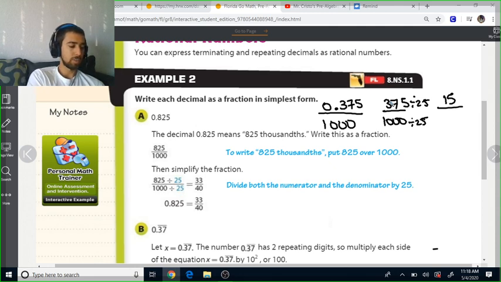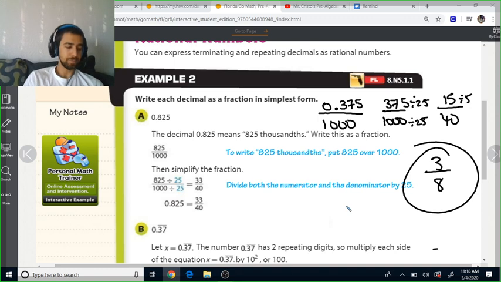1,000 divided by 25 is 40. This could still be simplified by 5. So it's going to be 3 over 40 divided by 5, which is 8. There goes your answer. Okay.